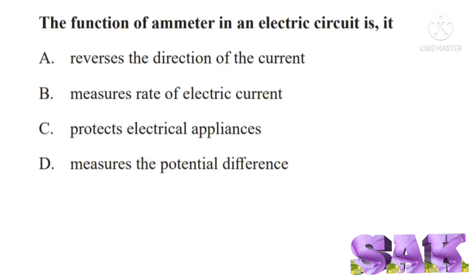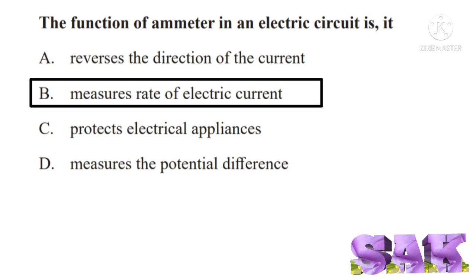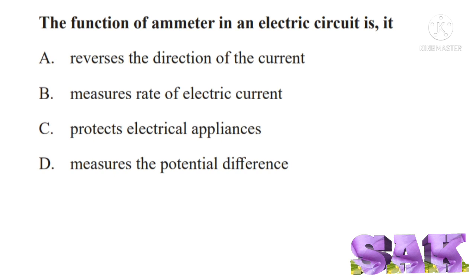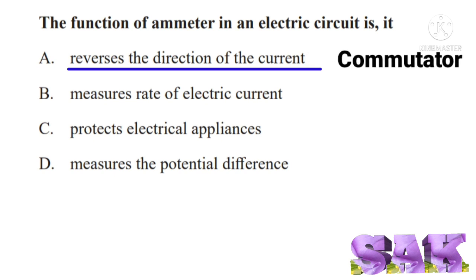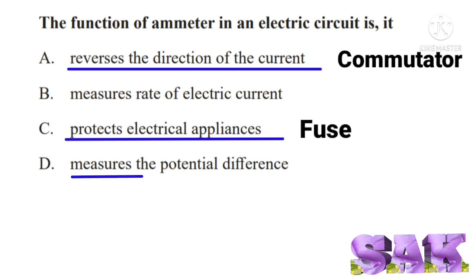Next question, the function of ammeter in an electric circuit is it. Correct answer for this question is option B, measures rate of electric current. Let us examine other options also. Option A, device used to reverse the direction of current is commutator. Option C, device which protects electrical appliances is fuse. Option D, device which measures potential difference is voltmeter.